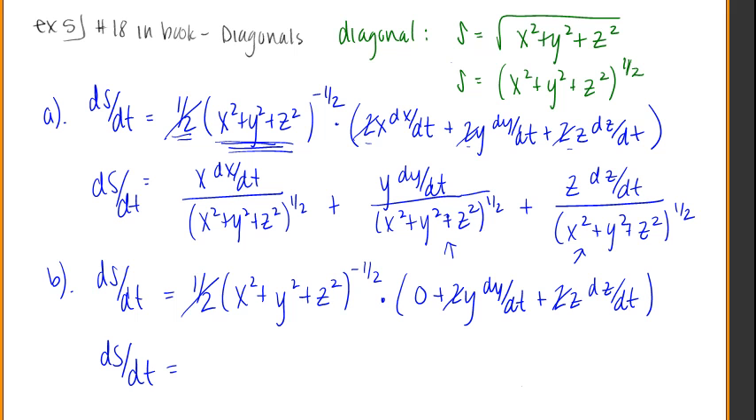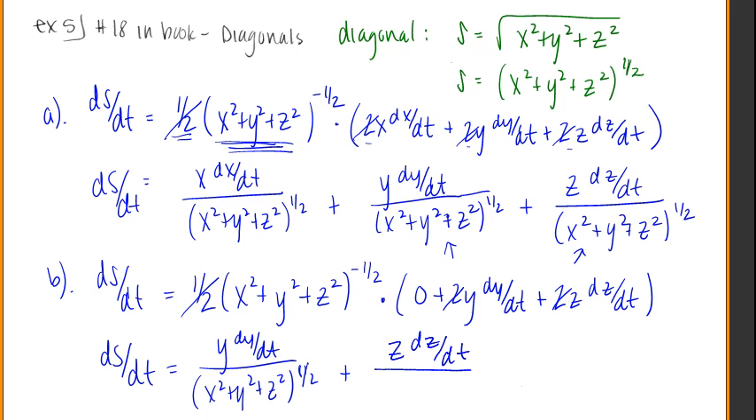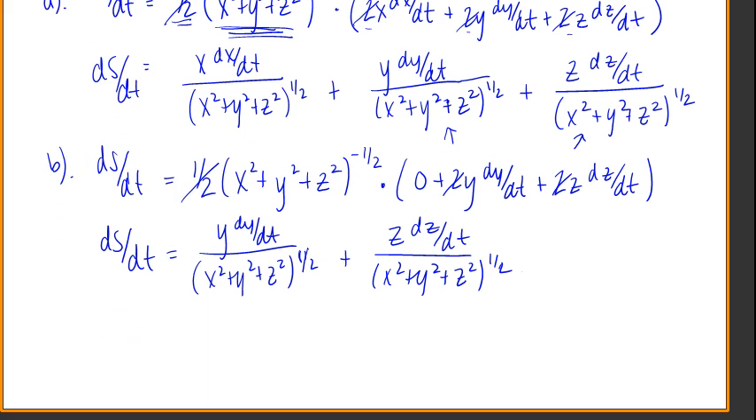So if you want me to just write them out just real quick, it'll be y dy/dt over (x squared plus y squared plus z squared) to the 1/2, and then plus z dz/dt over (x squared plus y squared plus z squared) to the 1/2. Okay, so moving right along, let's go to part C.